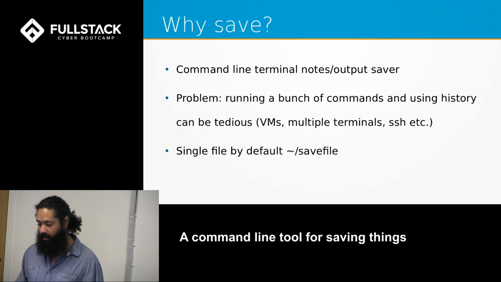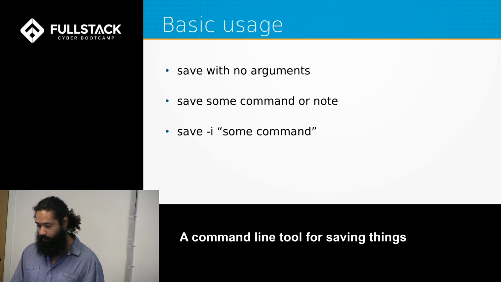A lot of times when you're using a terminal, you're typing a ton of commands, you have your history, you're grepping it, but then you have something in a VM that has a different history, you're using SSH, and all that information is in different places. So our idea was to just have one file by default. When you run the program, it goes to a save file in your home folder, and everything is there with a timestamp, and you can grab that or do other stuff like that. It's a file, so you can use any other Linux program with it.